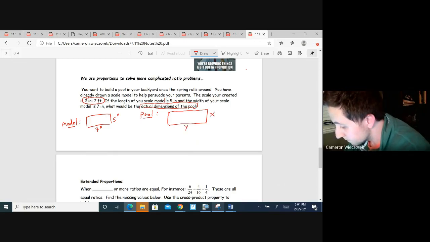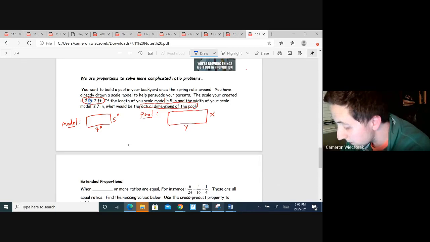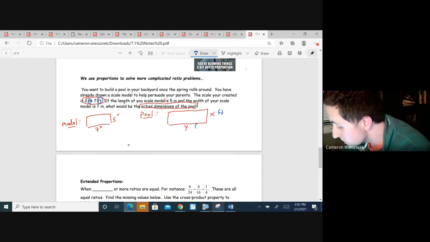And these are going to be in feet, because I notice in my scale model, I'm using inches, but on the right-hand side of the ratio, they're talking about feet. So this will be in feet, and this will be in feet. First thing I'm going to do, I'm going to try to find either x or y using 2 inches to 7 feet. So this is how I set it up.